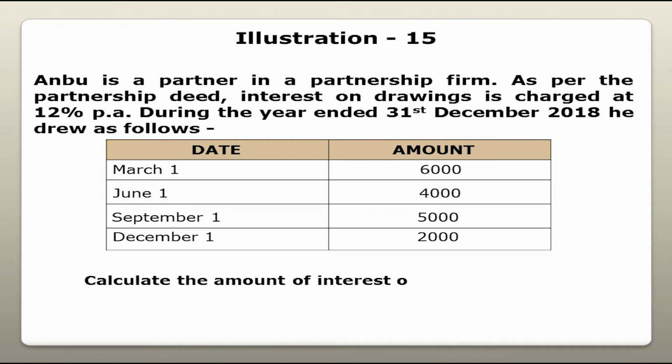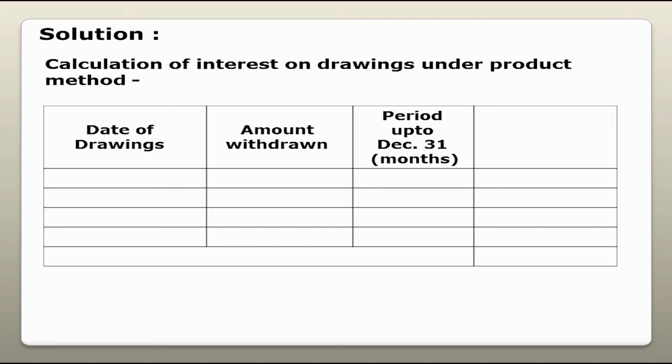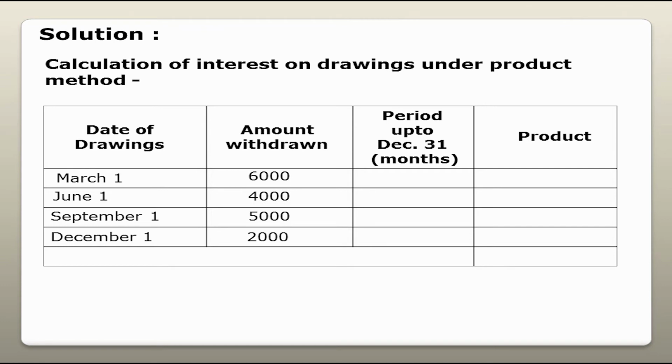Now you have to calculate the amount of interest on the drawings using the product method. So let's see the solution for this. Calculation of interest on drawings under the product method. So we have a table. First, date of drawings, then the amount withdrawn, then period up to December 31st, which is calculated in terms of months, then product. For the date of drawings we write all the months: March 1, June 1, September 1, December 1. The amounts withdrawn which are given, we copy down: 6,000, 4,000, 5,000, and 2,000.